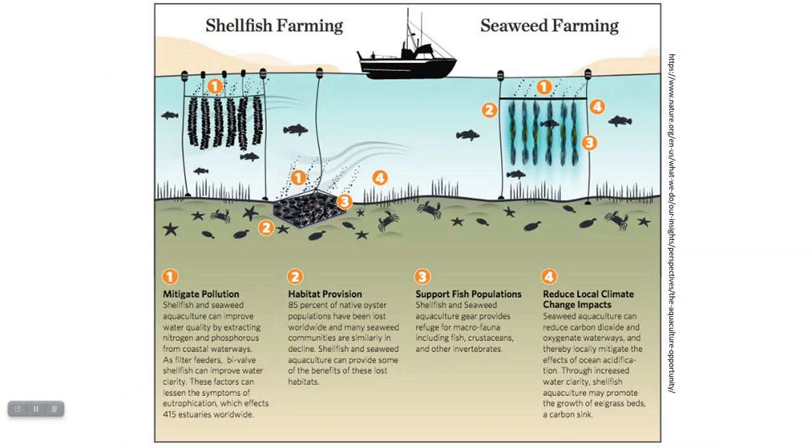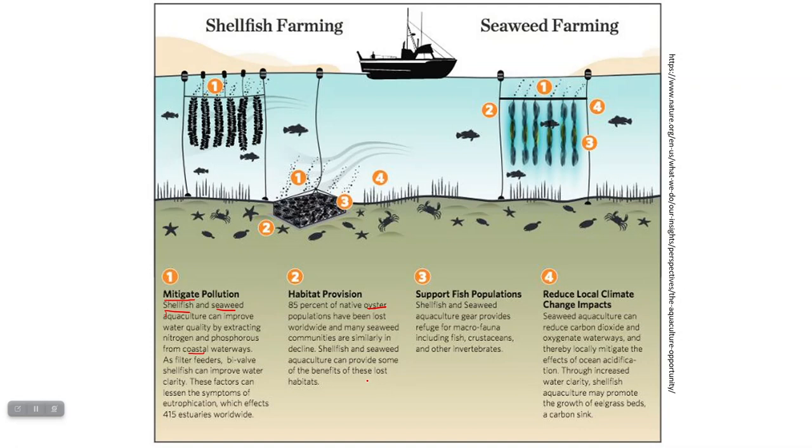So here we have some ways in which we can have benefits. So shellfish and seaweed can mitigate pollution, so decrease pollution. That's what we see here. You can also plant them in coastal waters and estuaries where they can pick up some of the extra nutrients that get put into the water by runoff from farms and the fertilizer. There are a lot of native oyster populations that have been lost and seaweed communities that have declined. So it can help provide some of the benefits to the local ecosystems.